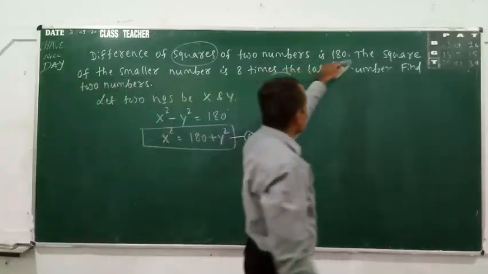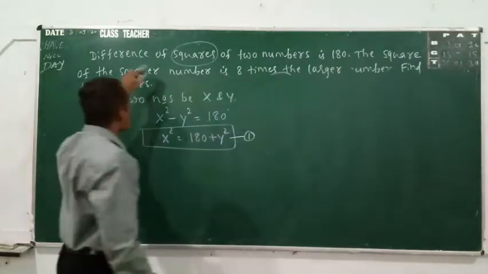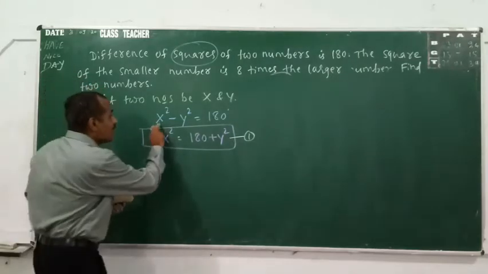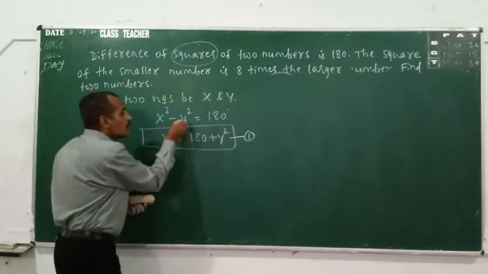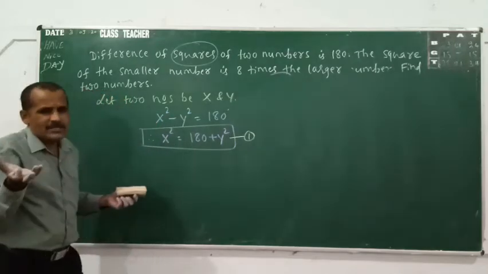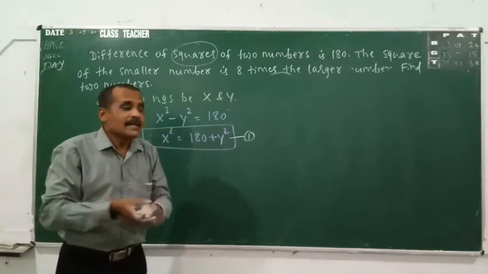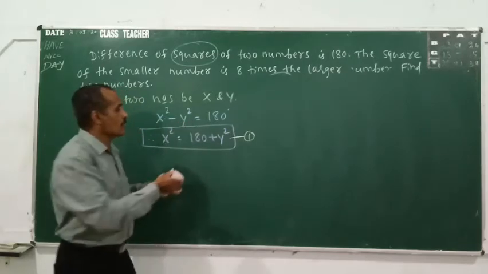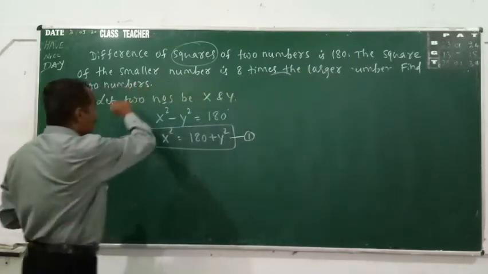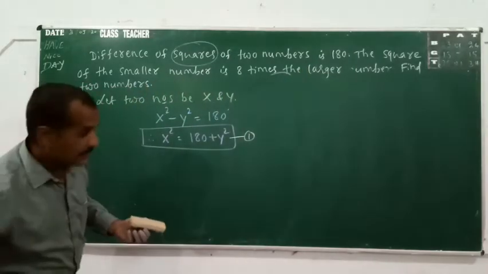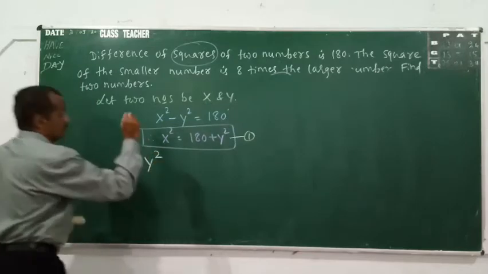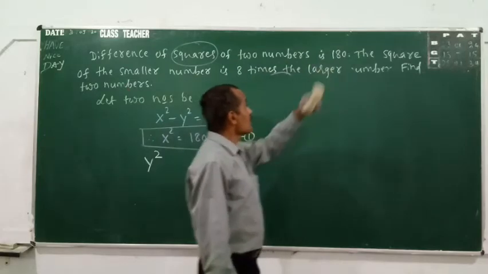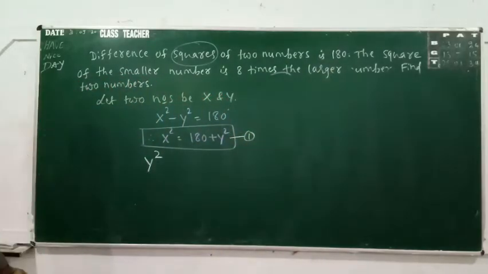Okay. What is the second statement? The square of the smaller number. See, when I subtract like this, no doubt this is the smaller and this is the bigger. When I subtract x square minus y square, that means I subtract bigger number minus smaller number. Naturally, y will be smaller. Okay. The square of the smaller number is 8 times the larger number.